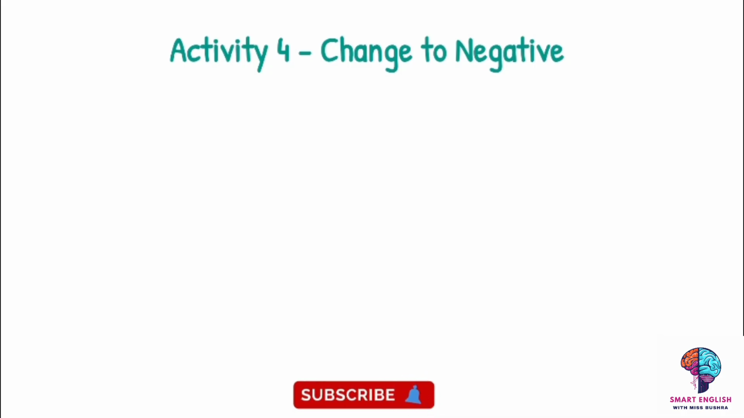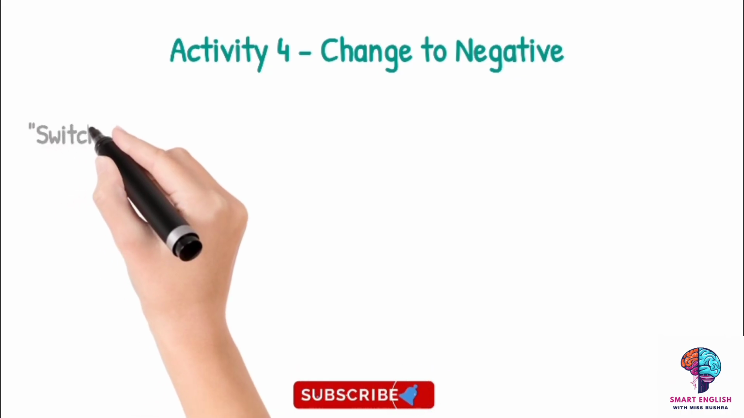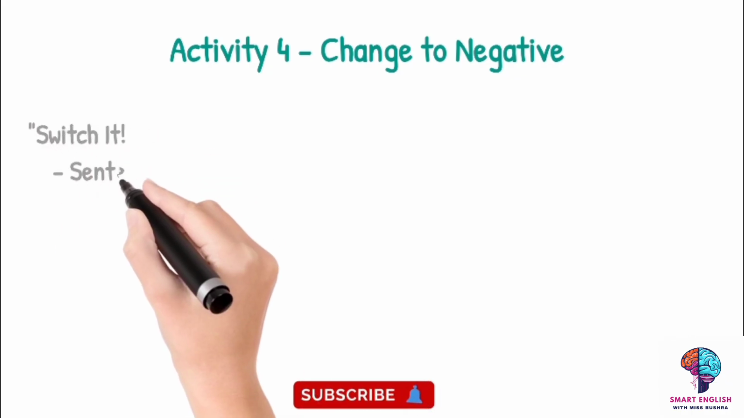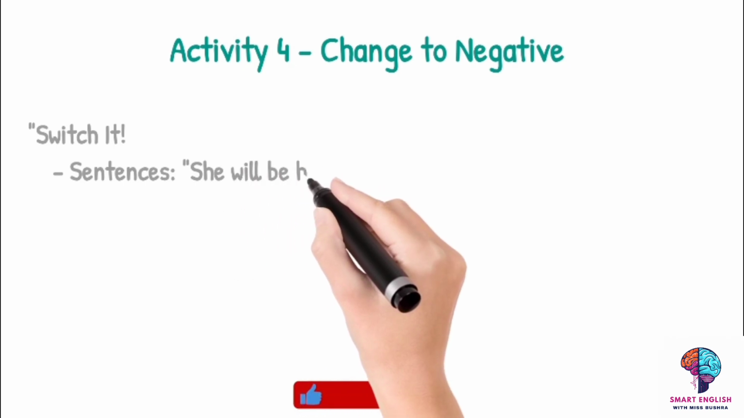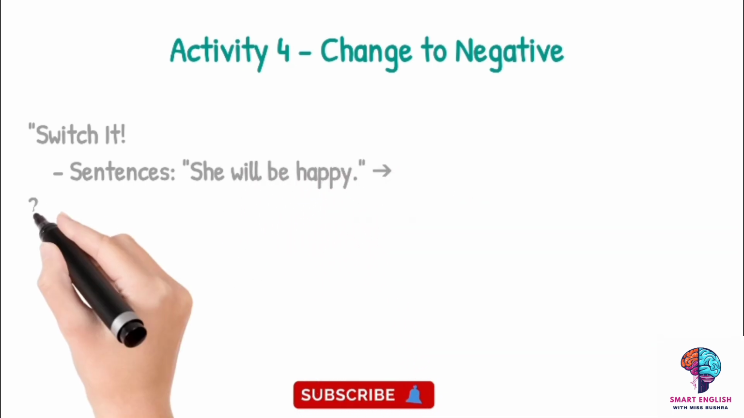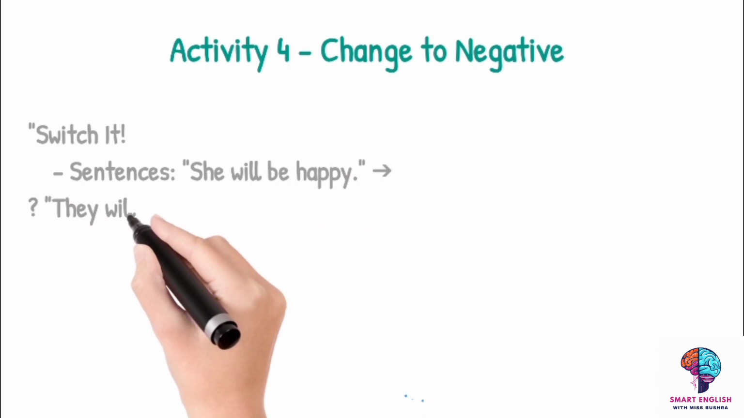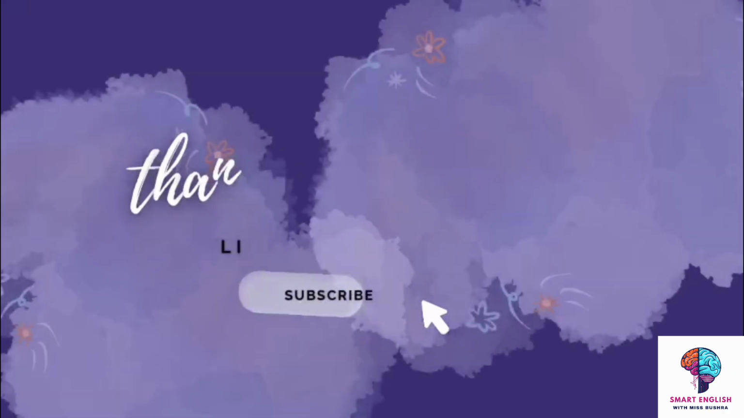So here we have activity number 4. In activity number 4, we are supposed to convert into negative. Negative sentences we use to say something in a way that we use not, not, not. Right, students? So here are some examples. She will be happy. They will be busy.